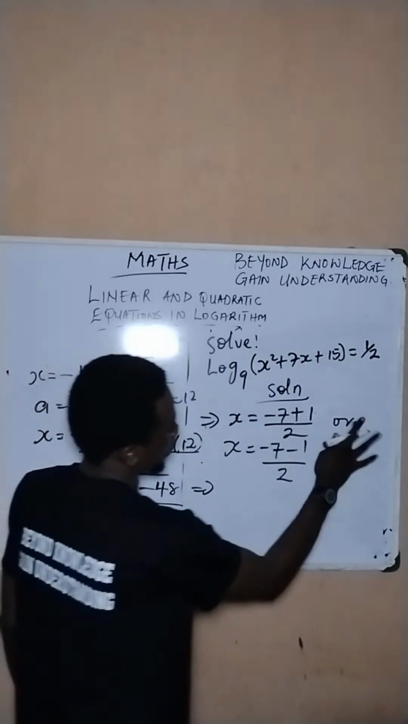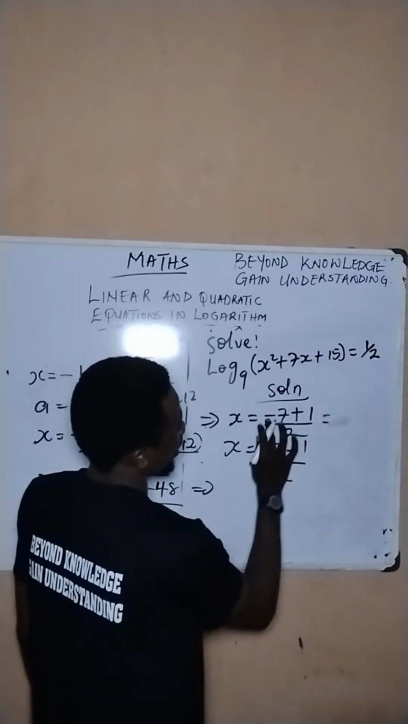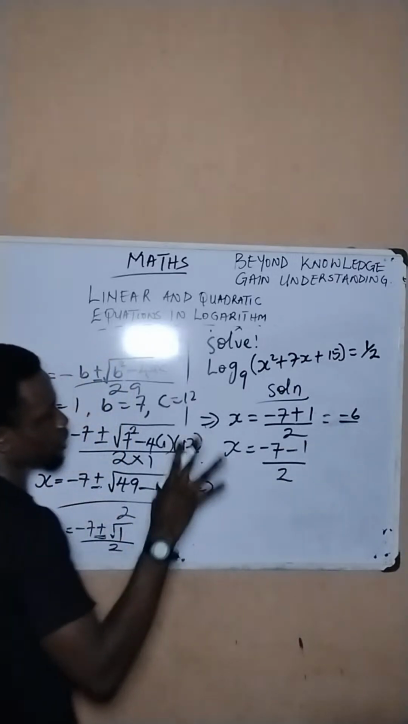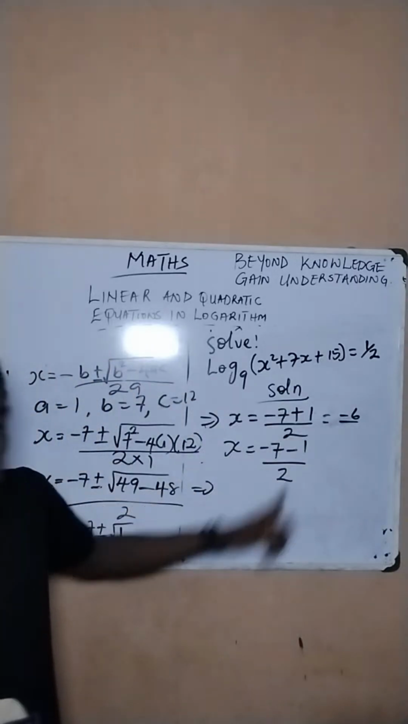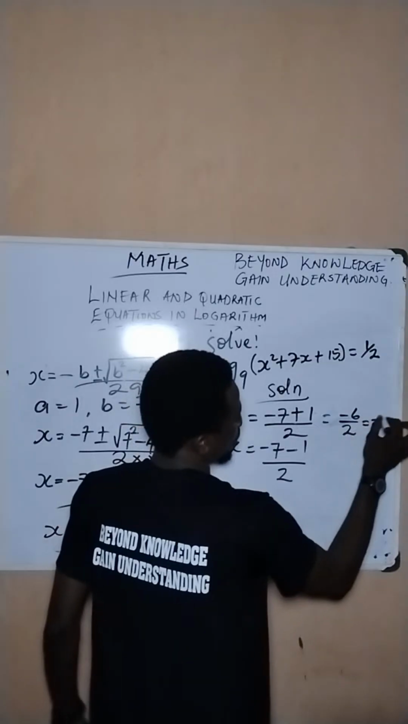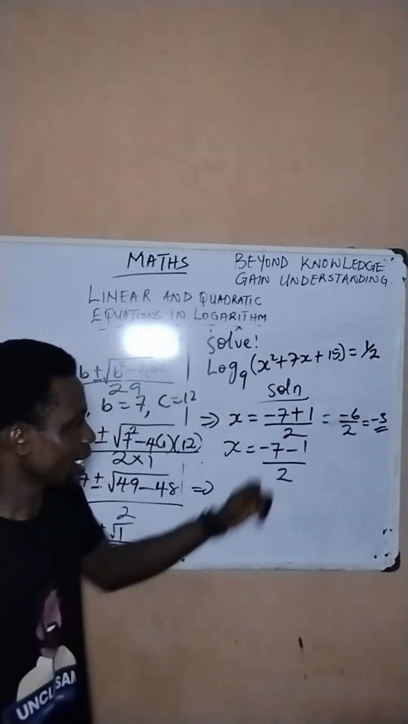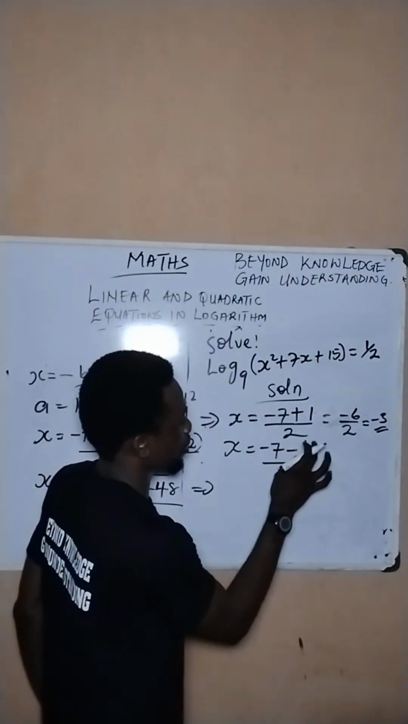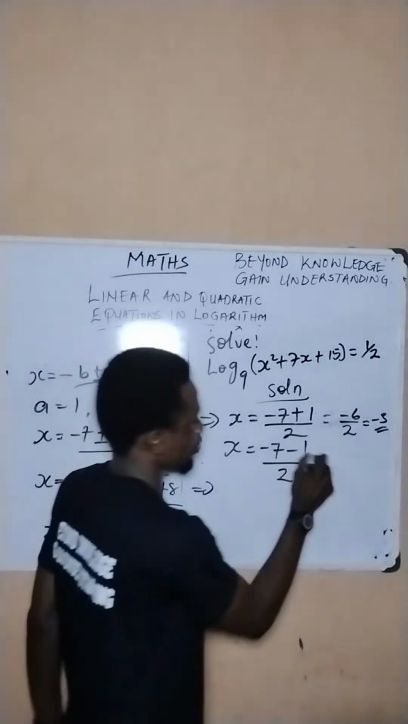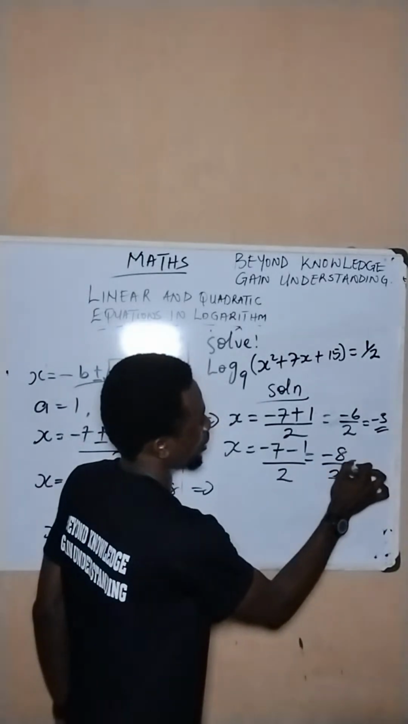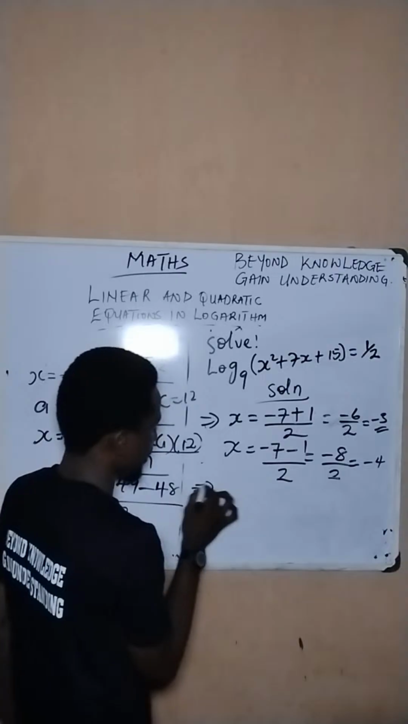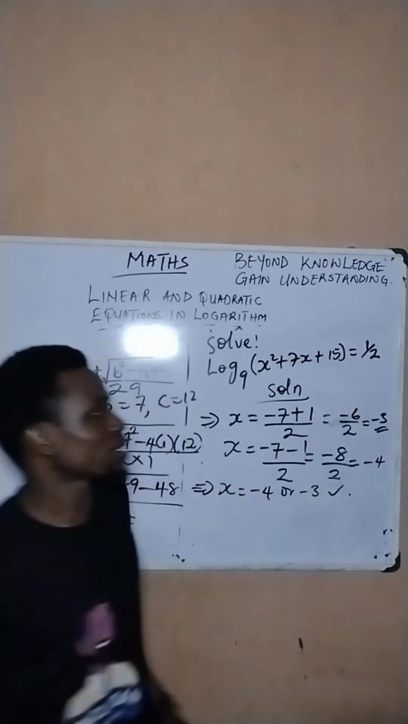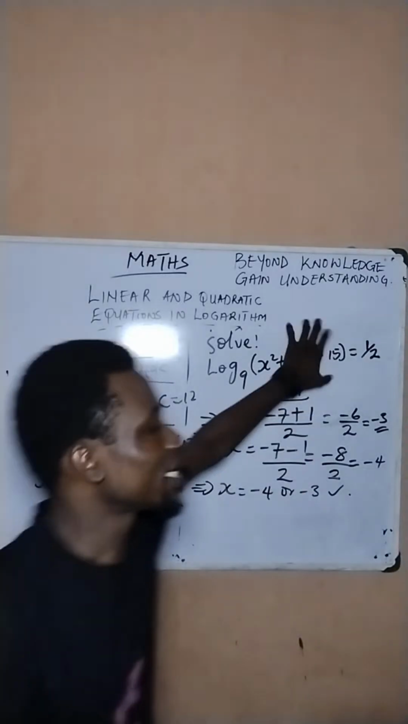So what does it imply? Negative 7 plus 1 will give us negative 6. Negative 6 divided by 2 is going to give us negative 3. Here again, negative 7 minus 1 is going to give us minus 8 over 2. And that's going to give us minus 4. This implies that our x is equal to negative 4 or negative 3. That is the value of x that will satisfy this given expression.